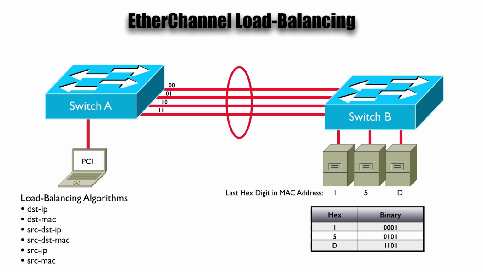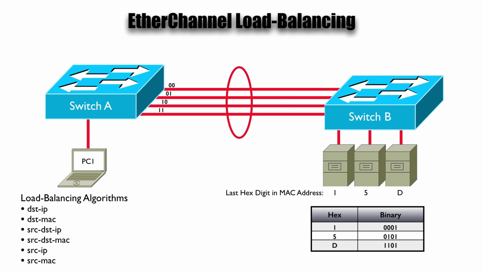And we have 4 physical paths between these switches. How many binary digits do we need to represent 4 different paths? We just need 2. 2 bits give us 4 possible combinations, and I've labeled these for you on screen. We've got a path that can be used when our load balancing algorithm generates a 0, 0. I've got another path for 0, 1, another path for 1, 0, and another path for 1, 1.